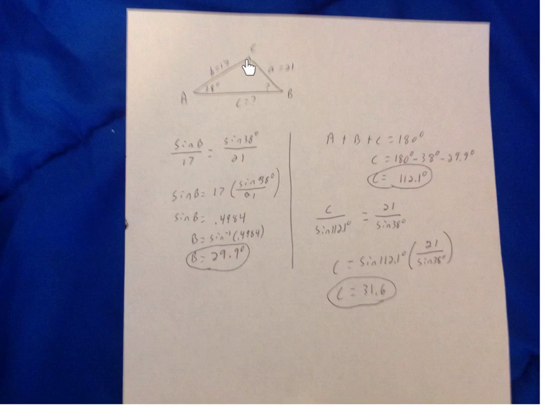Well, the sum of these three angles is 180. So if you take 180 and subtract the two angles we have here, the 38 and the one just found, you get 112.1 degrees, and that's C.